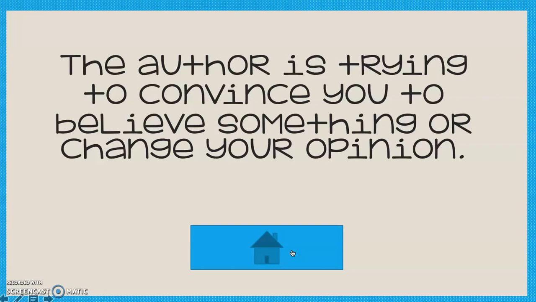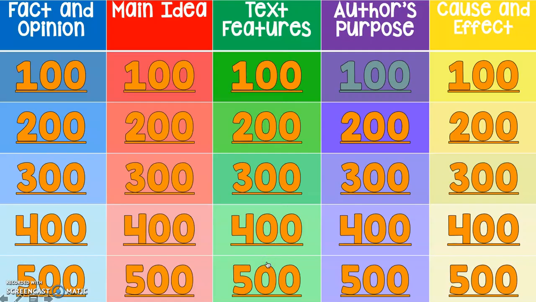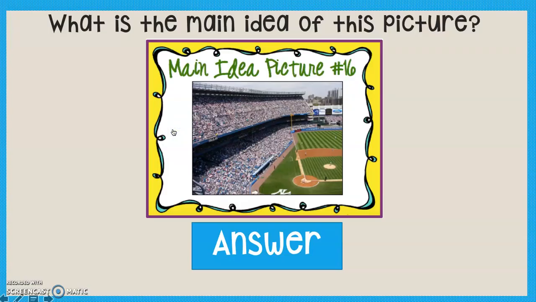If you got that one correct, go ahead and write 100 points on the side of your paper and you will keep track as you go. All right, let's go back to our game board. Let's go for main idea 200. We have a picture here. What is the main idea of this picture? Go ahead and write down number 2, and write down what the main idea of this picture is. What is it mostly about?